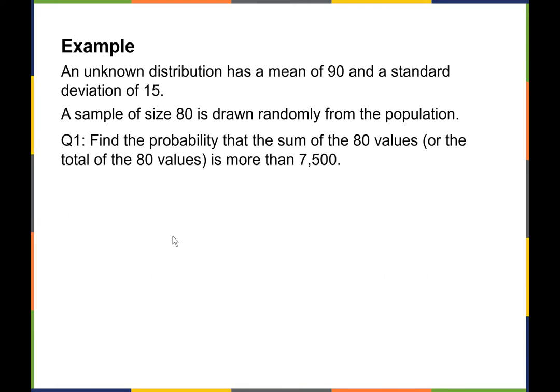Let's do an example. We have an unknown distribution, but we do know that it has a mean of 90 and a standard deviation of 15. A sample of size 80 is drawn randomly from the population. So we want to find the probability that the sum of the 80 values, we add those all up, is more than 7,500, right? So what do we need to do first?